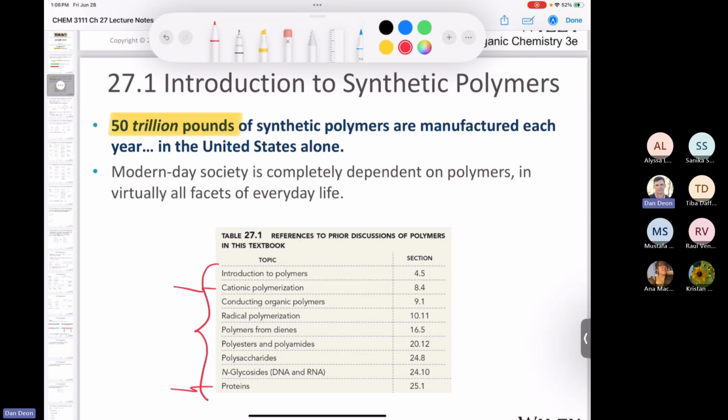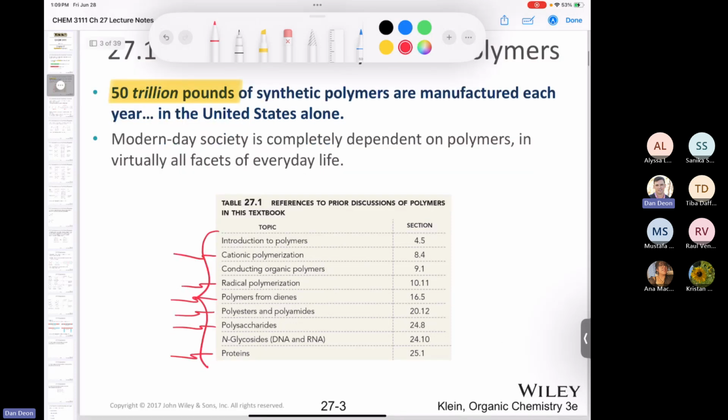So, this is going to be something that you know pretty well. And then we're also going to talk about radicals. Like I just said, you're going to see the fishhook arrows come up in this chapter. And if you remember in chapter 16, this semester, we talked about dienes and esters and amides and polysaccharides like cellulose and amylose and amylopectin and all that kind of good stuff.